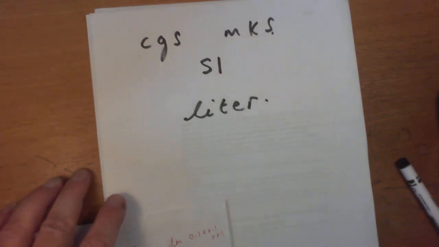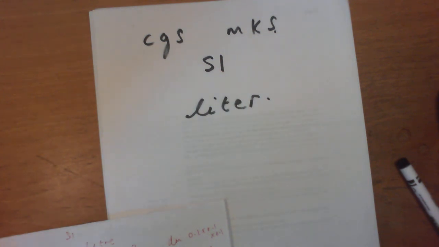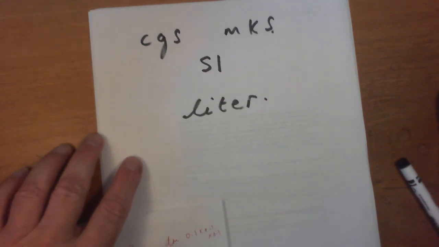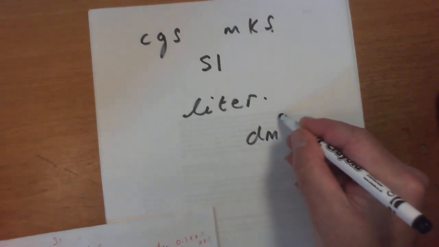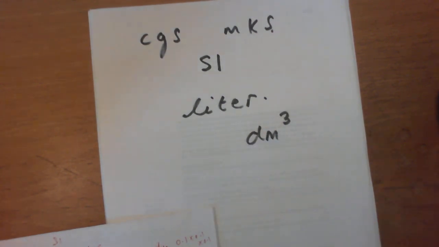Now, in the MKS system, the unit of volume would need to be the cubic metre, which is rather big. But a litre is more convenient, and a litre is actually sometimes represented as being a decimetre cubed. If it was a cube, each side would have a length of a decimetre, which is 10 centimetres.